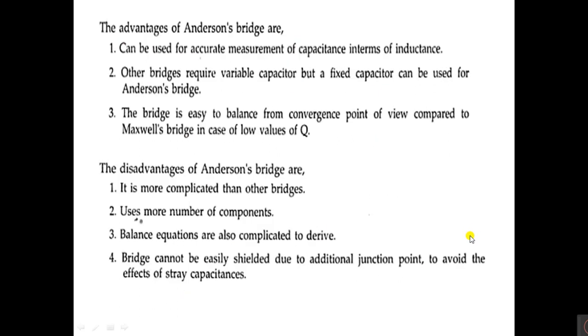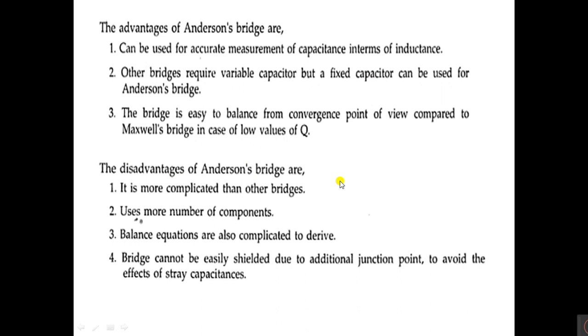So now what are the advantages of this Anderson bridge? It can be used for accurate measurement of capacitance in terms of inductance. Other bridges require a variable capacitor, but a fixed capacitor can be used for this Anderson bridge. This bridge is easy to balance from the convergence point of view compared to the Maxwell bridge in case of low value of Q. Mainly this Anderson bridge is used for the purpose of low Q inductance.